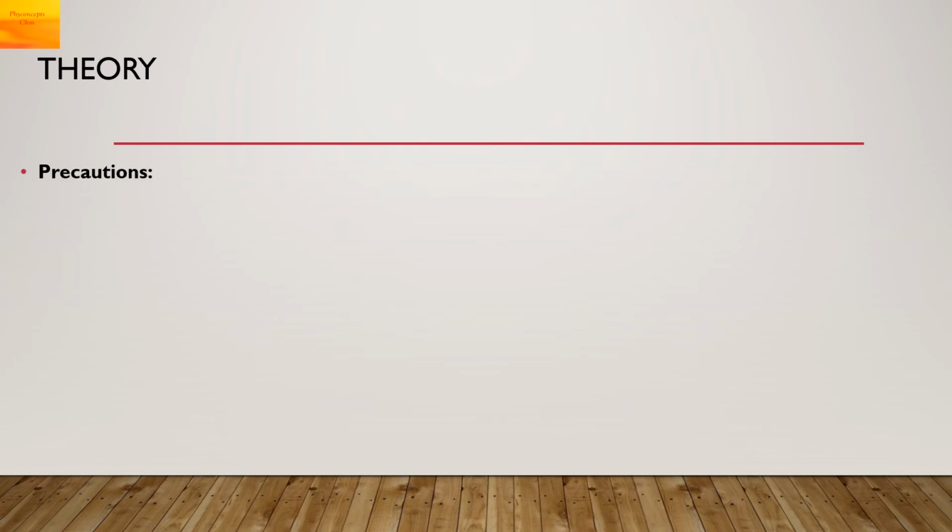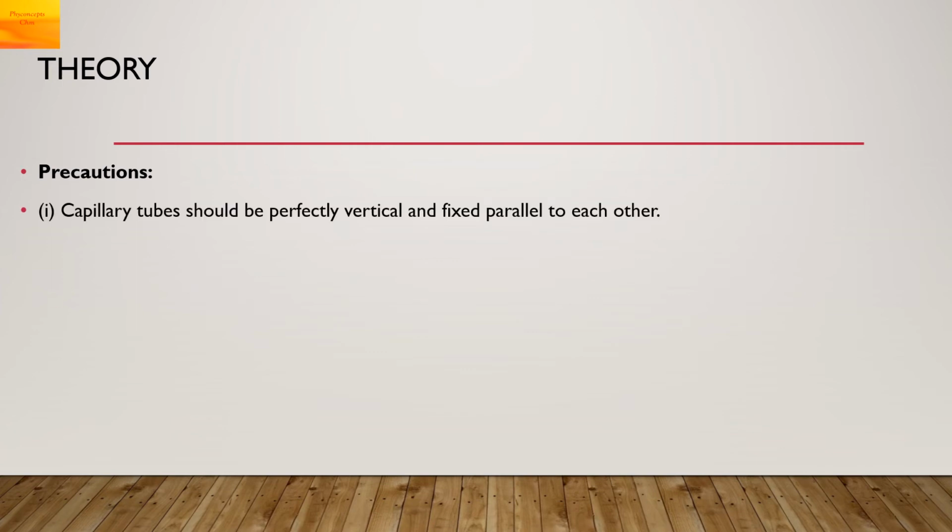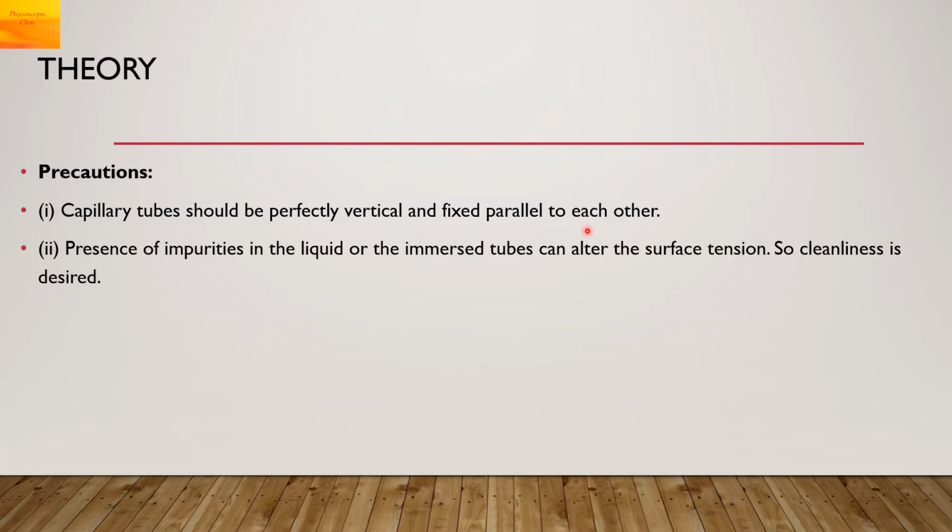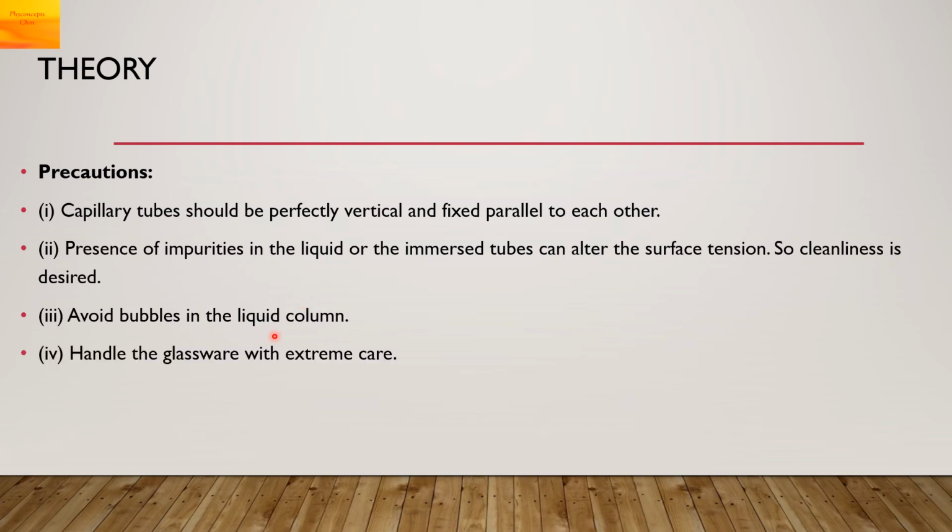Some precautions that are to be taken while doing the experiment. Capillary tubes should be perfectly vertical and fixed parallel to each other. Presence of impurities in the liquid can alter the surface tension, so cleanliness is desired. Avoid bubbles in the liquid column. Handle the glassware with extreme care. There should not be too much fluctuation of surrounding temperature.